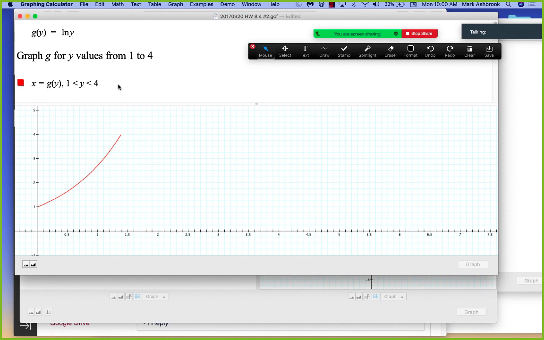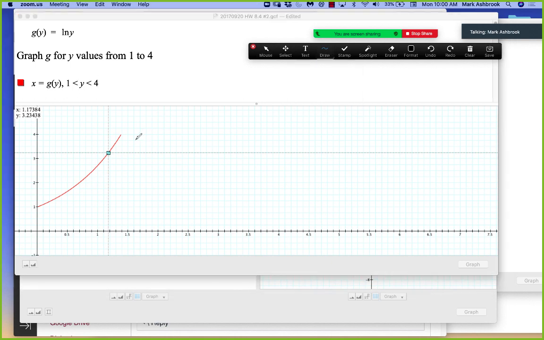Okay? So here's that graph. And so now we've got to kind of work hard here to make sense of this graph. So let's pick a point. And so here's the point, say, x is 1.17 and y is 3.23. So if you click on the graph, you get crosshairs, and wherever the crosshairs are, you get the coordinates there. 1.17 about and 3.23.